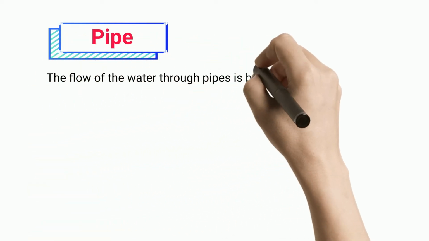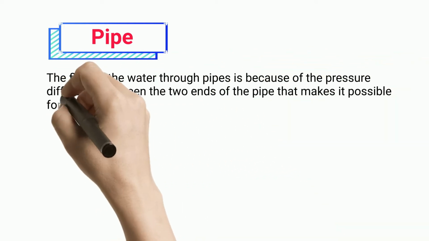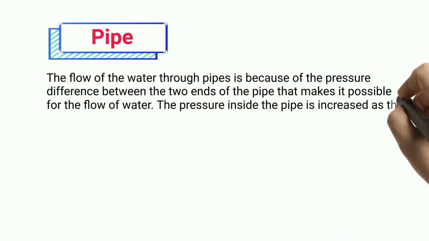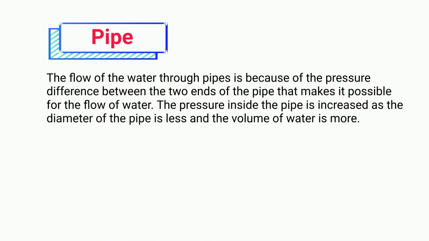Pipe. The flow of the water through pipes is because of the pressure difference between the two ends of the pipe that makes it possible for the flow of water. The pressure inside the pipe is increased as the diameter of the pipe is less and the volume of water is more.